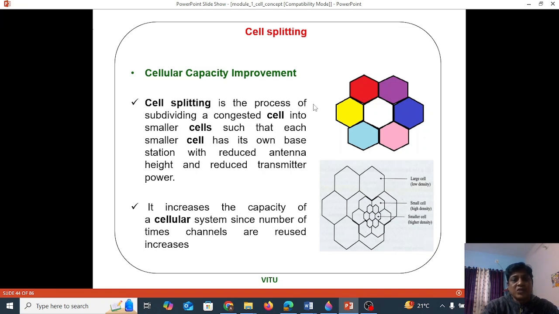Cell splitting is a process of subdividing a congested cell into smaller cells such that each smaller cell has its own base station with reduced antenna height and reduced transmit power. It increases the capacity of a cellular system since the number of times channels are reused increases. I already discussed in the first lecture that if you replicate more clusters, meaning if you increase the number of reuses of the frequency, then we can increase the capacity of the system. The same thing is happening here.